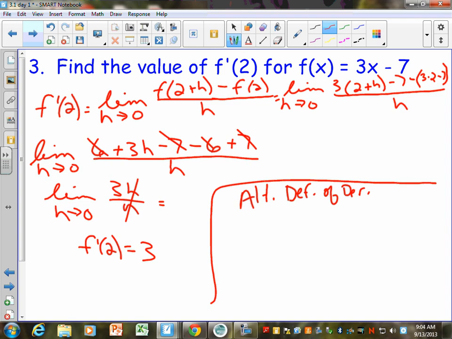On this one, if I was writing this out, I no longer have h. So now my limit is as x approaches this value, 2, going to take f of x minus f of 2 all over x minus 2.